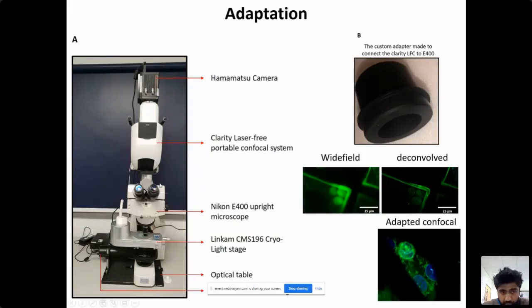So we had a chance to attach the Clarity laser-free confocal system on top. The only thing we had to do in terms of hardware was to make a custom adapter, which helped fit it perfectly. After that, we had an astonishing difference in our image quality, specifically looking at subcellular events and information. The next step for us was to make the system into a 3D platform.